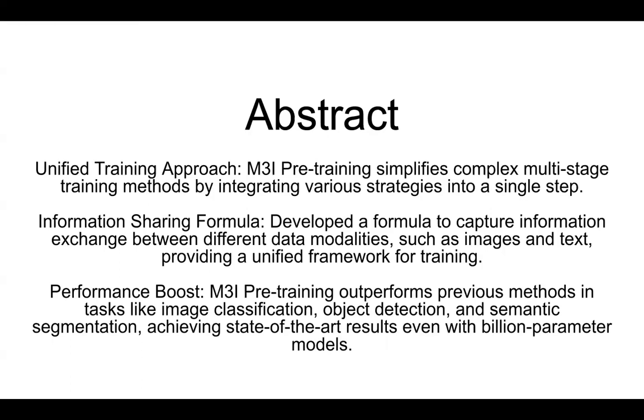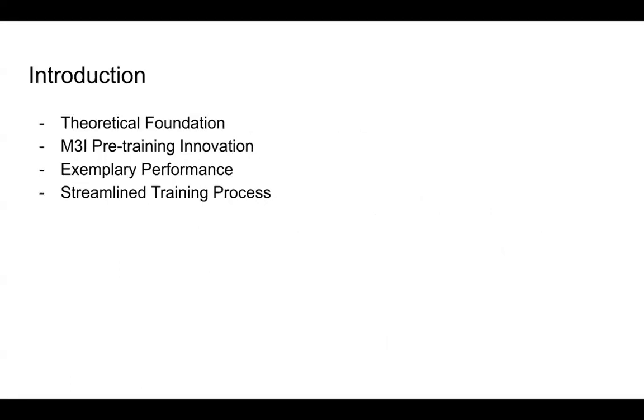This is about the benefits, like the performance boost. M3I training outperforms previous methods in tasks like image classification, object detection, and semantic segmentation, achieving state-of-the-art results, and it is also useful to train billion-parameter models. Generally, it develops a formula so that we can share information from image to text and so on. So let's move to the next slide, which is the introduction.